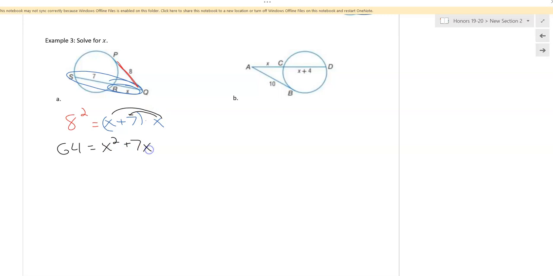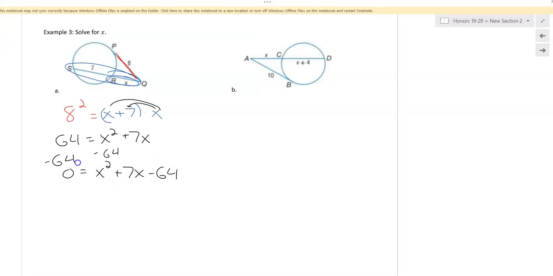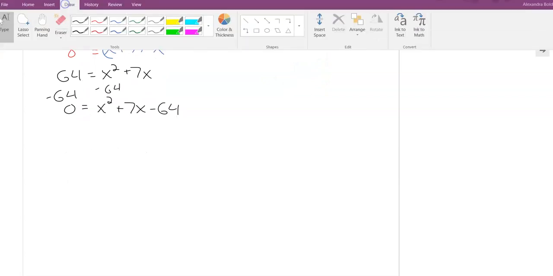plus 7x. Now you guys are going to be so excited. We're going to set it equal to 0. The easiest way to do that is just subtract 64. We have 0 equals x squared plus 7x minus 64. Again, we have a nice quadratic formula problem.